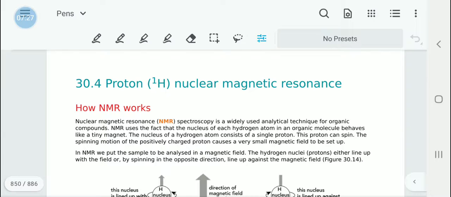Nuclear magnetic resonance NMR spectroscopy is widely used to identify organic compounds. This is done by arranging the H plus ions it contains in a magnetic field, within brackets, right? Because H plus ions or protons can spin and act as magnets themselves.